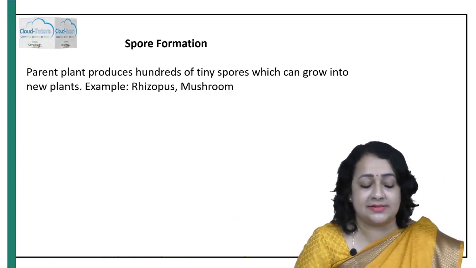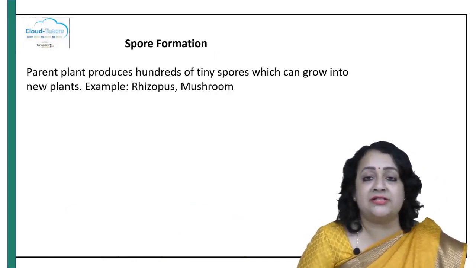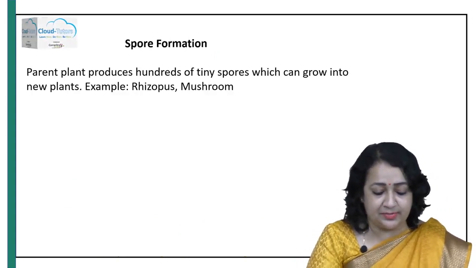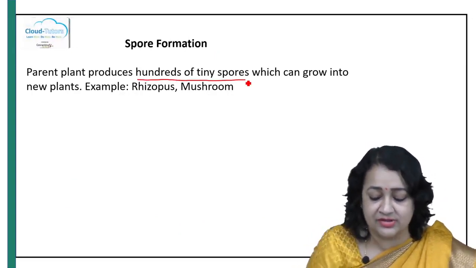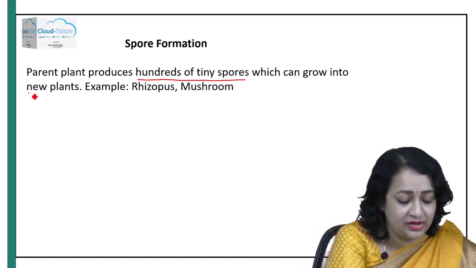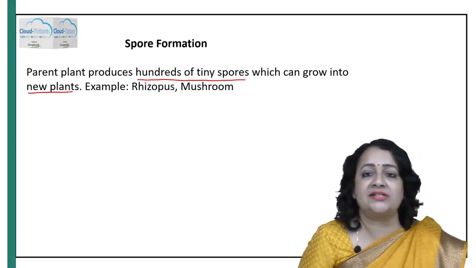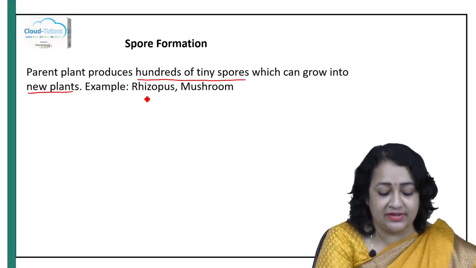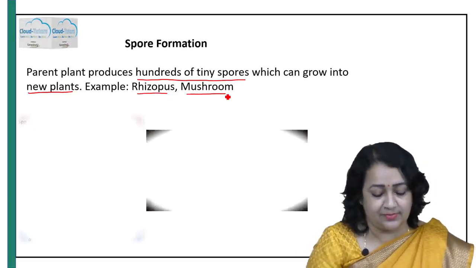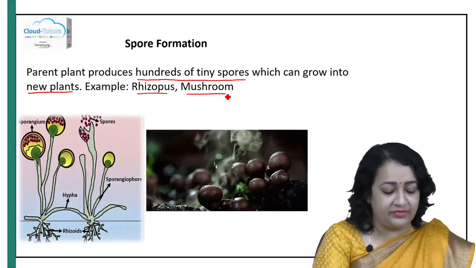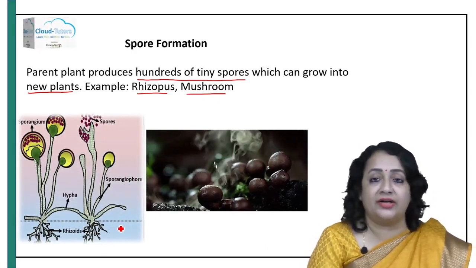Now next is the spore formation. Here in spore formation, the parent plant is going to produce hundreds of tiny spores which can grow into a new plant. And where you can see this spore formation, we can see it in rhizopus as well as in mushrooms. So here we have a fungi.